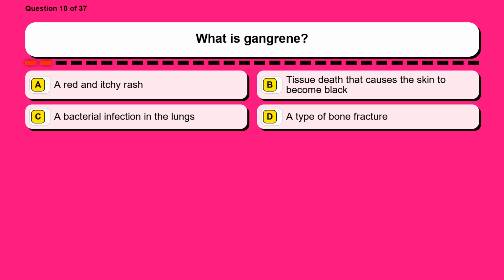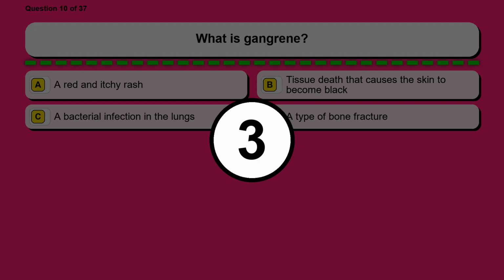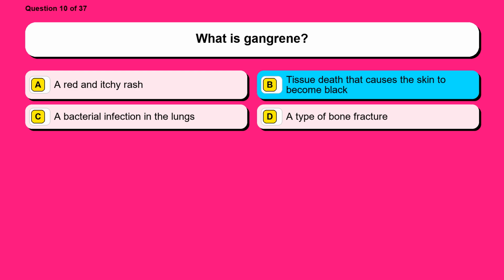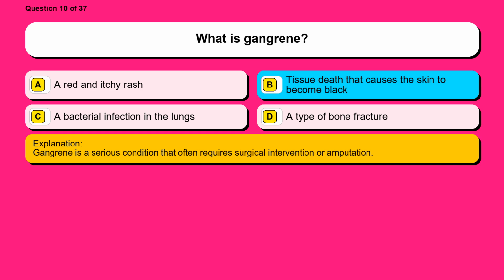Question 10. What is gangrene? Option A, a red and itchy rash. Option B, tissue death that causes the skin to become black. Option C, a bacterial infection in the lungs. Option D, a type of bone fracture. The correct answer is option B, tissue death that causes the skin to become black. Gangrene is a serious condition that often requires surgical intervention or amputation.